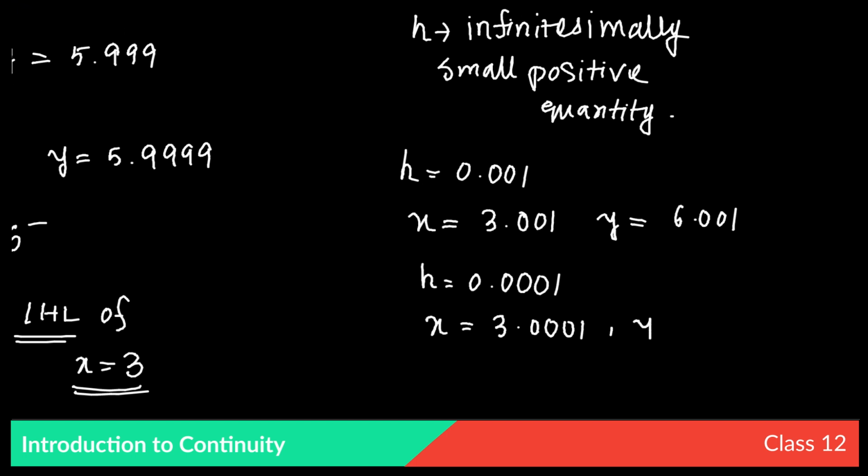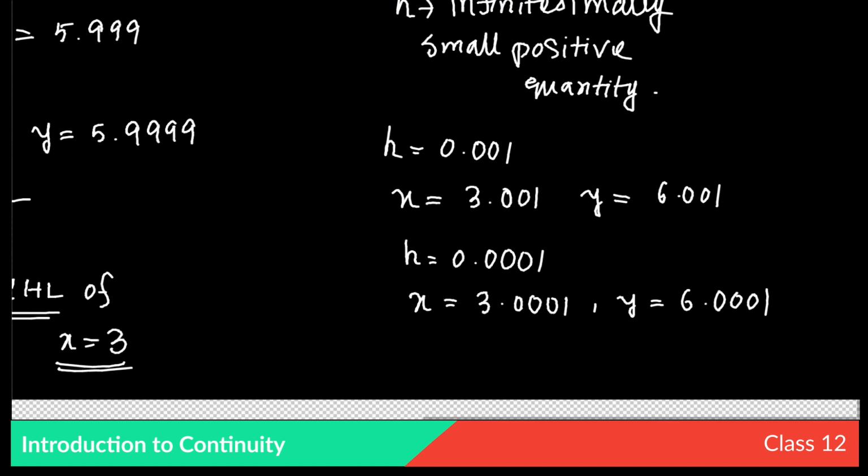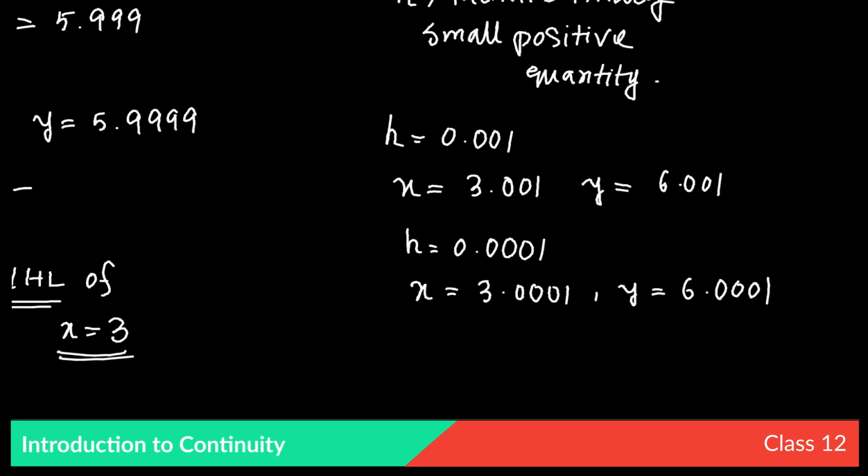3.0001. So the corresponding value of y will be 6.0001. Okay, so from this observation also, from the RHL, when we are moving to x equals 3 from the right hand side, so when the sequence of values of x is tending towards 3 plus, that means 3.001, that means 3.0001.